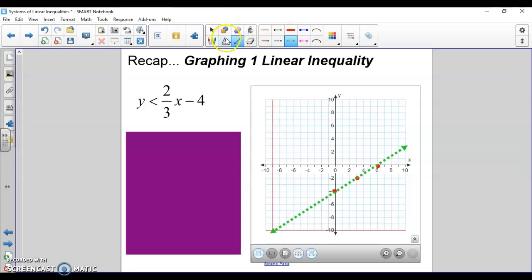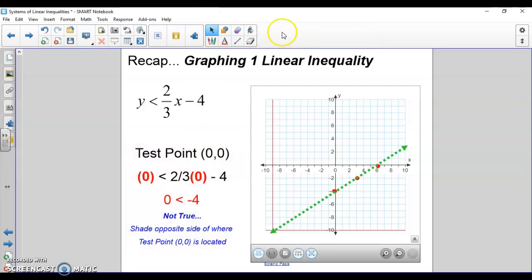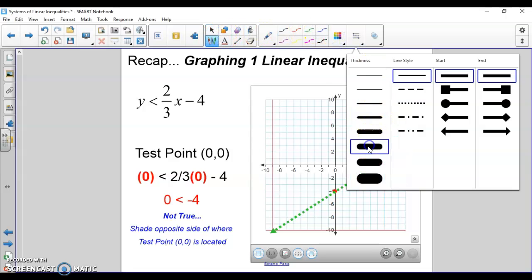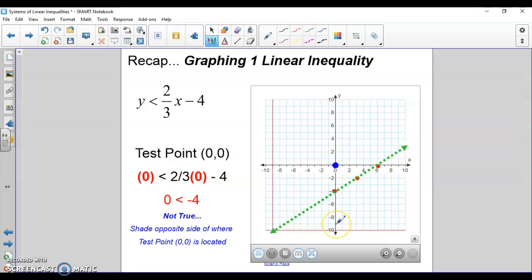Now, my test point is going to be 0, 0. This is where this comes into play. My test point is 0, 0. It lies here in the graph, obviously at the origin. Now, you plug it in for both x and y. 0, 0, both spots. We can typically do this in our head, like I said. 0 is less than -4. That is not true. So if it's not true at this point here, that means it's not true anywhere above this line. So what you end up doing is you end up shading below this line.